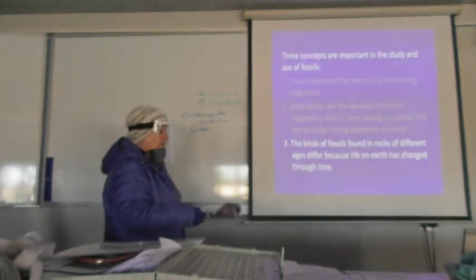Secondly, most fossils are the remains of extinct organisms. And remember that the opposite of extinct is extant. So that is, they belong to species that are no longer living anywhere on Earth. Okay. Once you agree to those two, this is the critical one. The kinds of fossils found in rocks of different ages differ because life on Earth has changed through time. Okay, in other words, evolution occurred. Does that make sense? So it's really, really important, but you can't get to this one unless you agree to those two. And this is evidence that those two are true. Okay, happy?